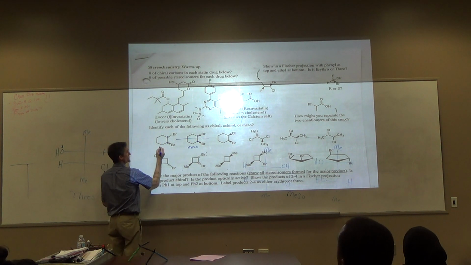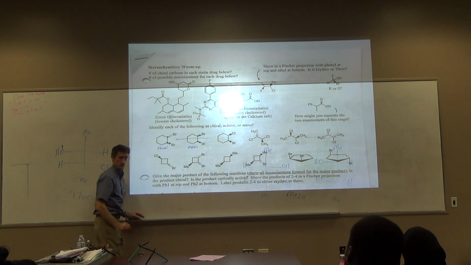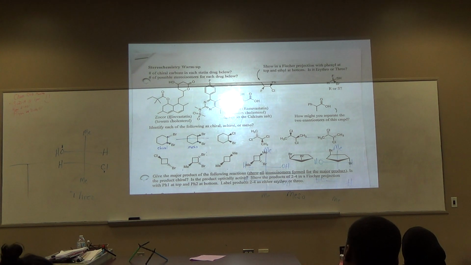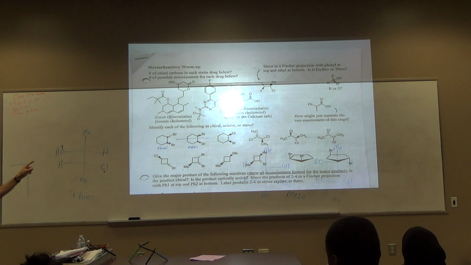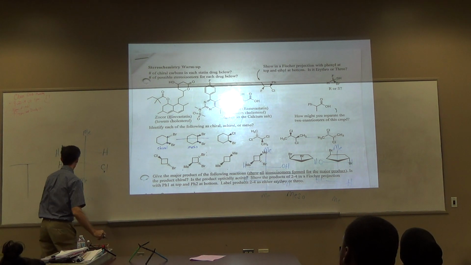Since there's no plane of symmetry, what type of molecule is this? It's chiral. What does that mean to you? That means that the mirror image would be a different color. Two hands. Okay?